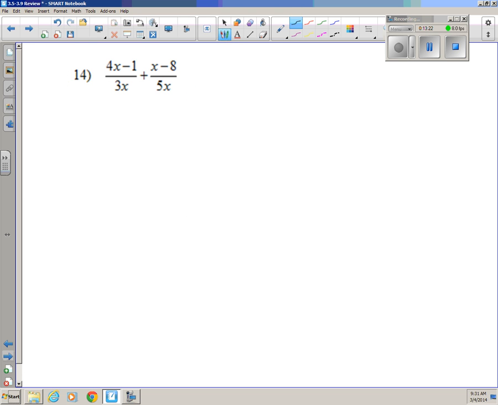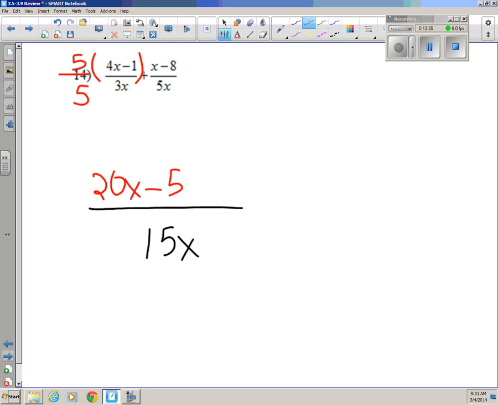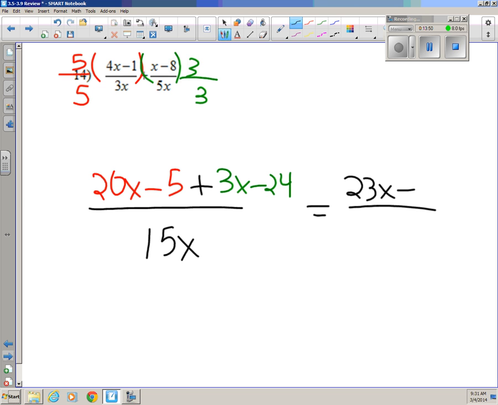Last question. Unlike denominators, 15x makes them the same. Well, I need to multiply the first fraction by 5. Remember, it's a binomial. This becomes 20x minus 5. It's addition. That's nice. The second one, to get to 15x, I got to multiply by 3. It's a binomial. Becomes 3x minus 24. Up top, x's are 23 of them. Without x's are 29. Put that thing in parentheses over 15x. You can't do anything with the top.